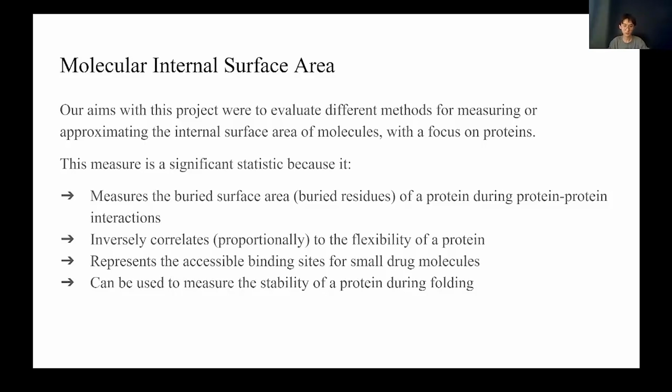It inversely correlates to the flexibility of a protein. So a molecule with lots of internal surface area would not be as flexible, and vice versa. And it also represents the accessible binding sites for small drug molecules that can actually manage to get in there and bind to those buried residues. It can also be used to measure the stability of a protein during folding and transcription.